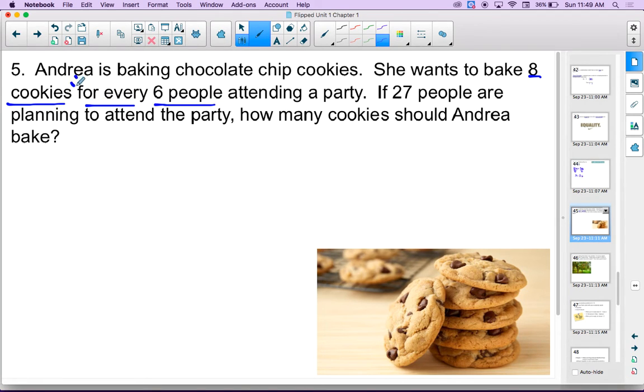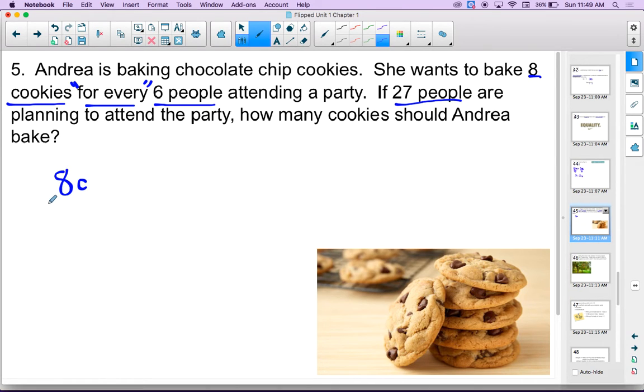This set of words here, for every, that is a big ratio word for us. That's a word that tells us that we're linking two quantities together. So pay attention when you see the words for every or for each. Oftentimes that's going to be setting up a ratio. The rest of the problem says if 27 people are attending the party, then how many cookies should Andrea bake? Well, let's start with our ratio. Our ratio says she wants to bake 8 cookies.